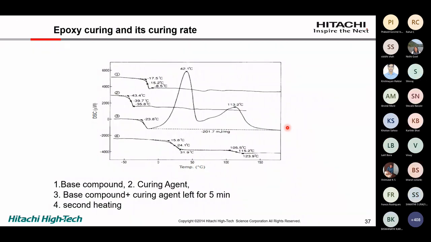A very good example is shown over here: epoxy material which is used in the adhesive. If you look at this, this is the base compound, this is epoxy. This is the curing agent, graph number 2. Graph number 3 is the curing agent plus epoxy compound. And after this, you can see over here the material is cured, and curing is always expressed by the parameter which is called glass transition temperature.